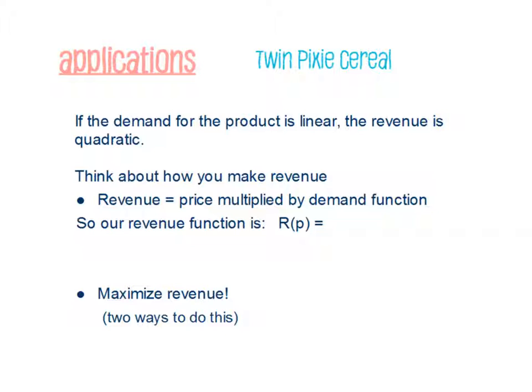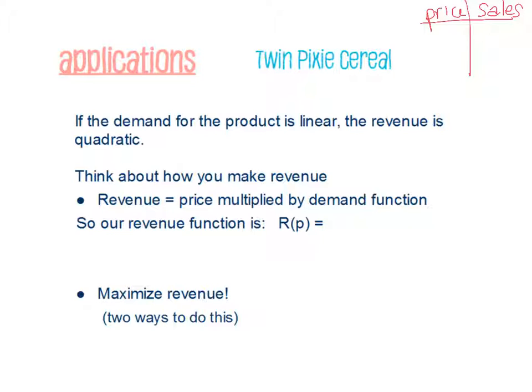Let's start with this first one. It refers back to yesterday's problem on that cereal. Recall that we had this big table given about the price that we were going to charge for cereal and then how much we could sell, how many boxes of cereal we would sell based on that price. That was yesterday.